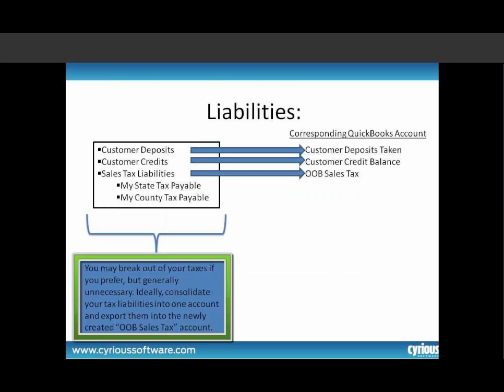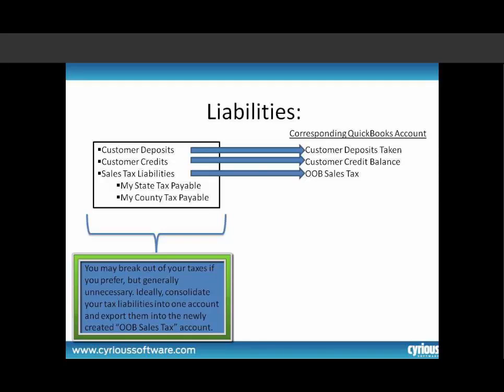Okay, so the next account group we are going to be dealing with are the liability accounts. In this group of accounts, we're going to be dealing with customer deposits, customer credits, our sales tax liabilities, including our state tax, and any county tax liabilities that are set up. Down at the bottom, the note in green states, you may break out your taxes if you prefer, but generally unnecessary. Ideally, consolidate your tax liabilities into one account and export them into a newly created OOB sales tax account.